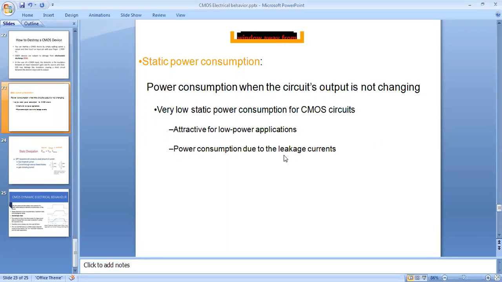So power consumption when the circuit's output is not changing. So you see the definition: power consumption when the circuit's output is not changing. In that situation, that is called static power consumption. So it is a simple definition. With this, we complete the steady state behavior of CMOS.